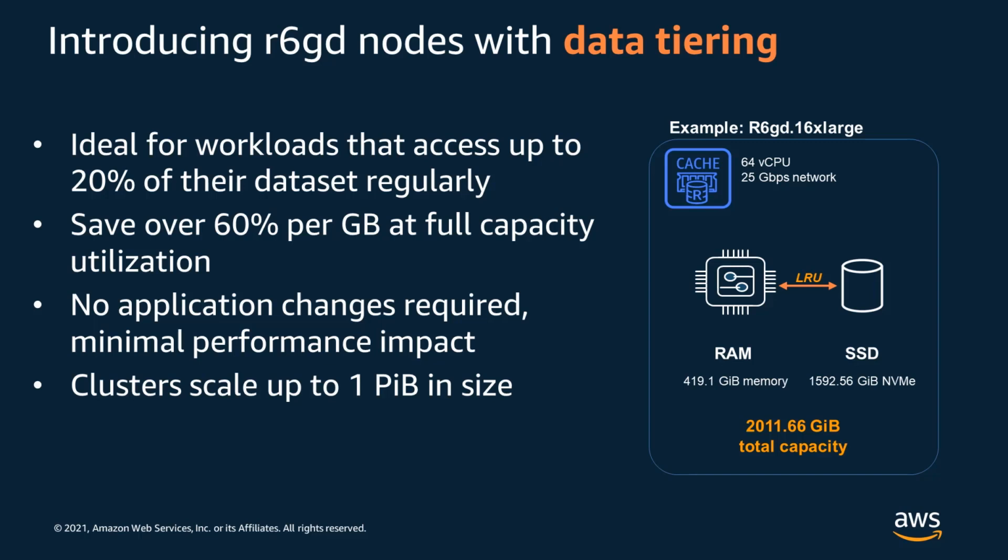At launch, data tiering is supported when you're using the Graviton 2-based R6GD node type. On the right here is an example of the largest node size we offer with data tiering, the R6GD 16x large. Across memory and disk, the 16x large provides 2 terabytes of capacity. And again, if you use that 500 node configuration, you can now scale up to 1 petabyte of capacity in a single Redis cluster.